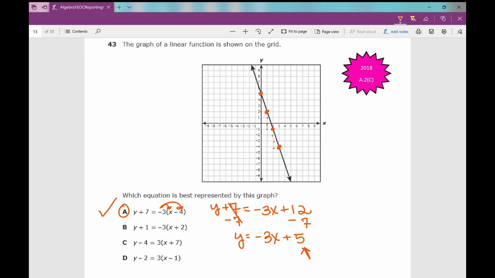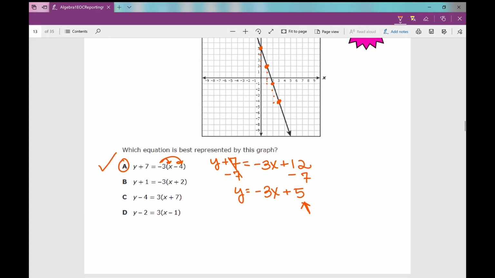If you solve for y and graphed it and it didn't look like this, or those points were not on your graph, it wouldn't be the right answer. Cross it off, go to the next one and do the same process.